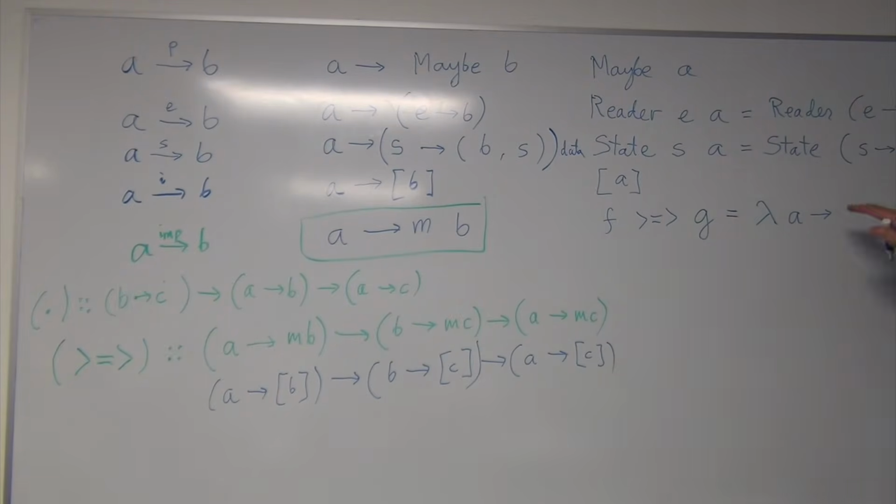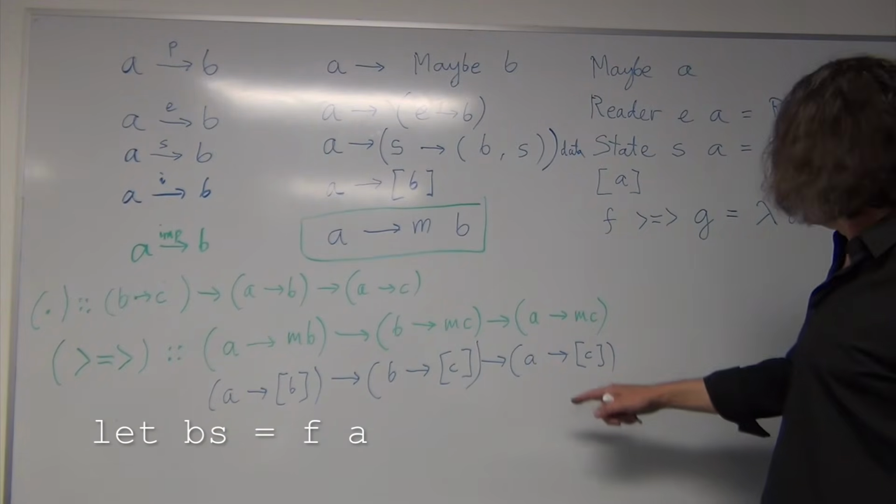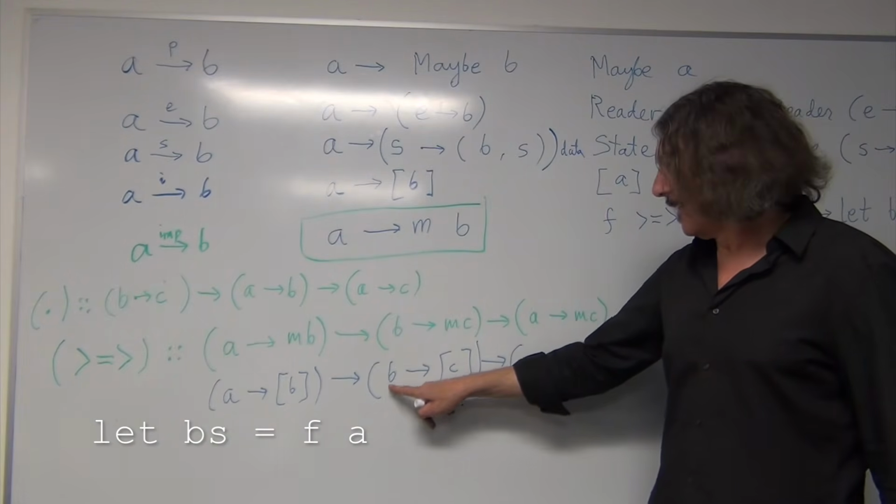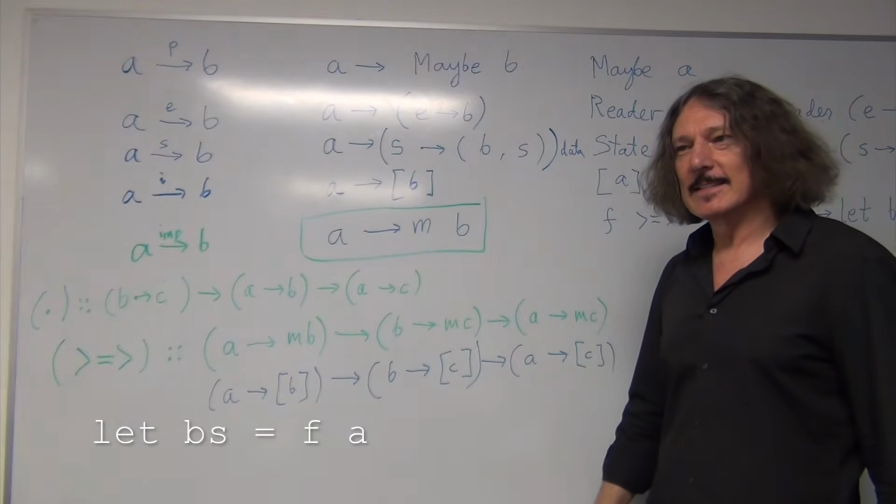Let me just accumulate these things here in the let statement. Let bs equal f acting on a. So now we have bs, and we have a function here, g, that takes a B and turns it into a list of C's.